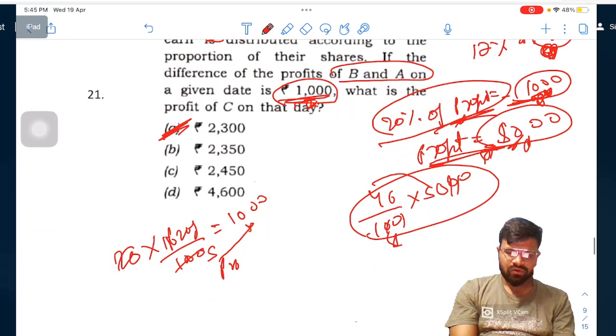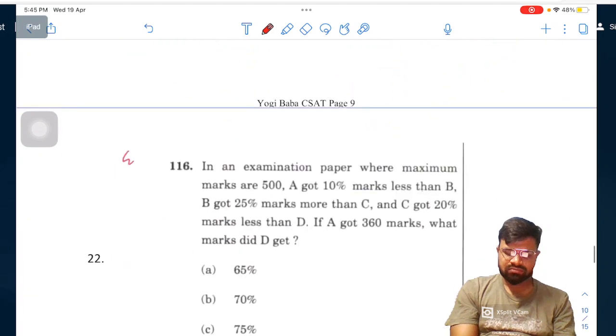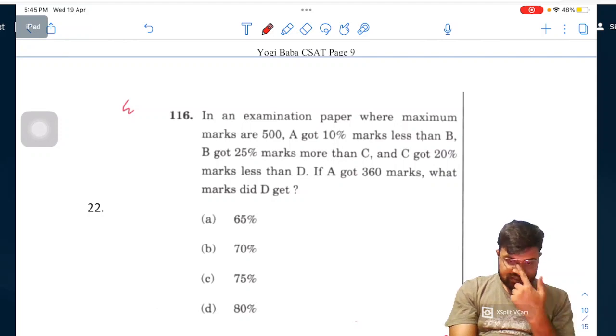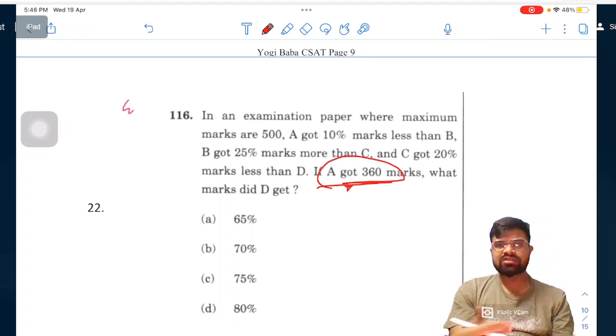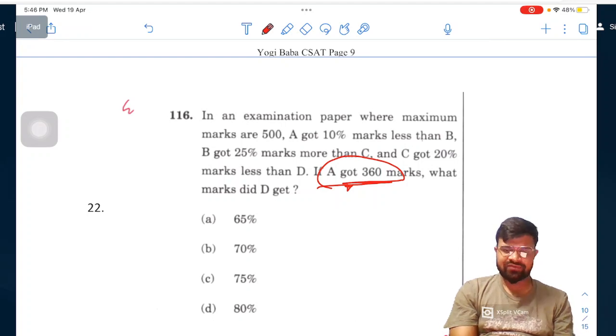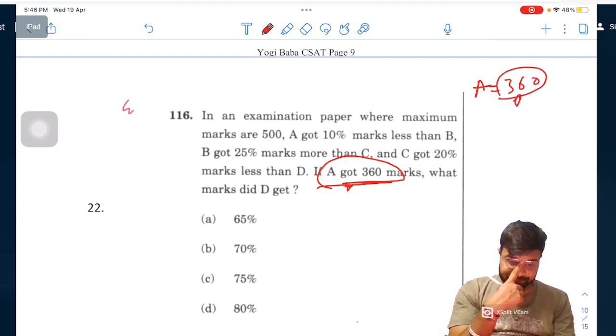Okay, and now one more thing. In an examination paper where maximum marks are 500, A got 10% marks less than B. B got 25% marks more than C. C got 20% marks less than D. A got 360 marks. One piece of information is given. This is the pattern here. They will give you cascading, successive percentages, and they will give you data information to begin with. So A is equal to 360.